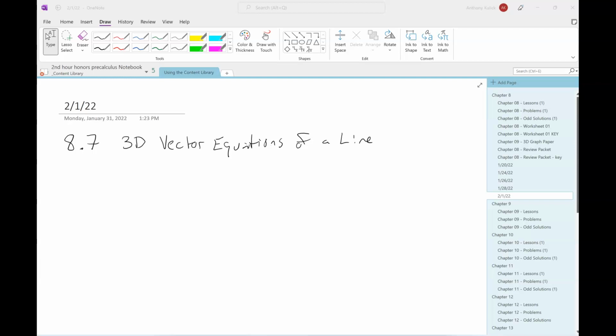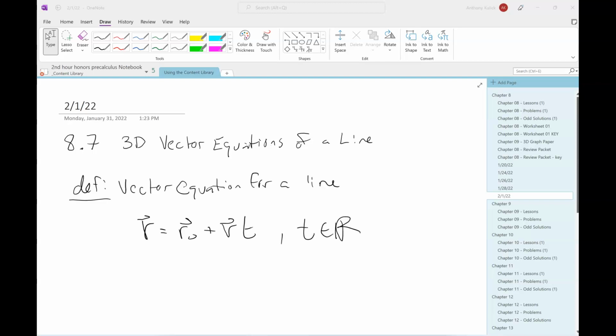We're going to start here by talking about section 8.7, which is 3D vector equations of a line. The nice part about the move from 2 dimensions to 3 dimensions is that the vector equation for the line does not change. It's simply r is equal to r naught plus vt, where t is a scalar. Remember, r is representing our point vector and v is representing our direction vector.